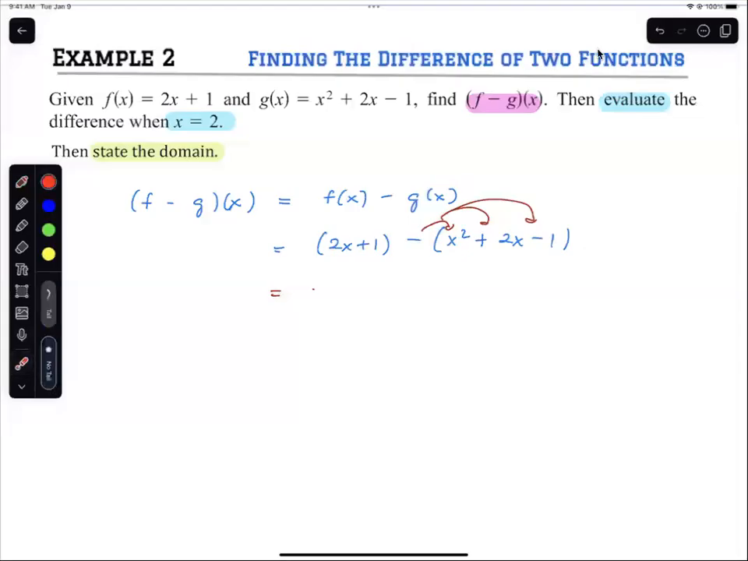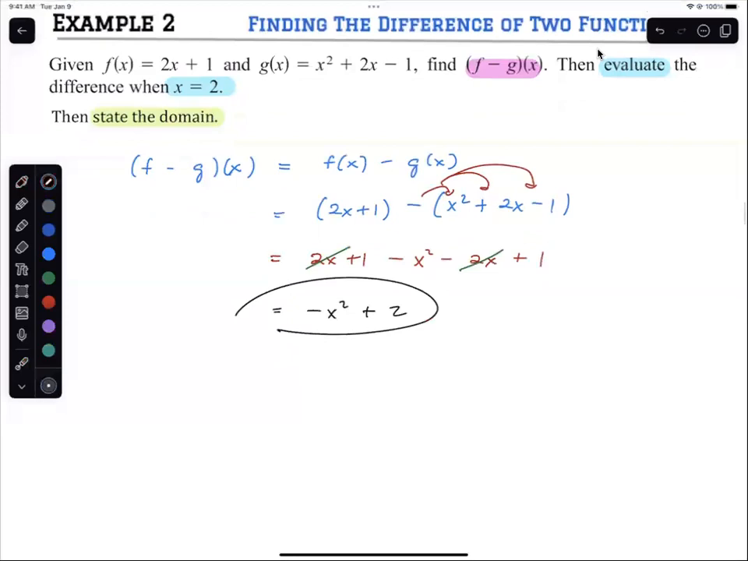So I'm going to distribute this negative to everything. Because of the subtraction, I'm going to distribute this negative to everything. So this is going to become 2x plus 1 minus x squared minus 2x plus 1, and then combine like terms. I notice that the 2x's are going to cancel. So I'm going to be left with, in standard form, negative x squared plus 2.